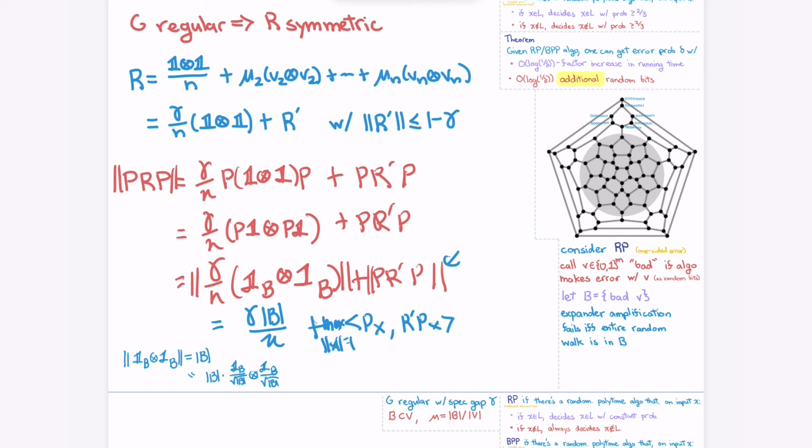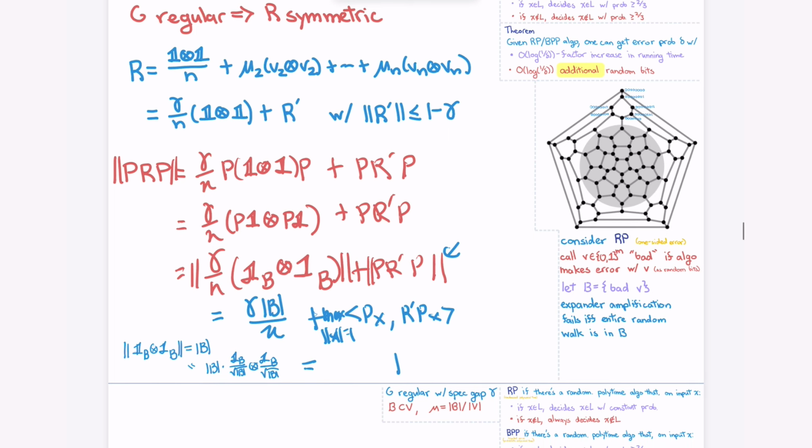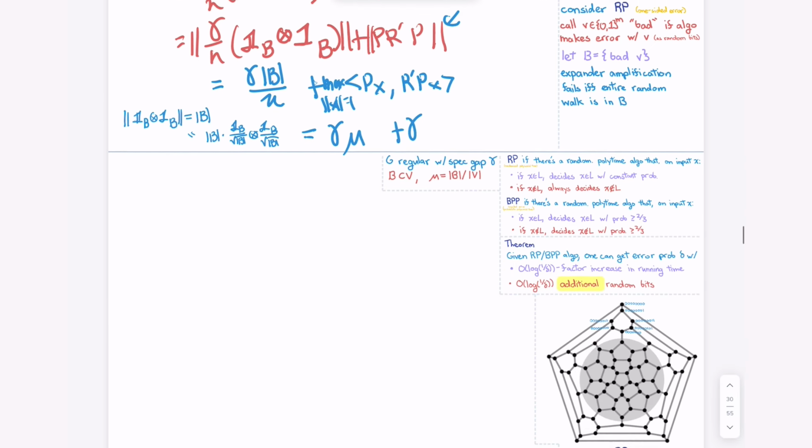Okay, so I'll come back to that in a moment. This is plus gamma, and what's size of B over n? We had called that mu. Okay, good.